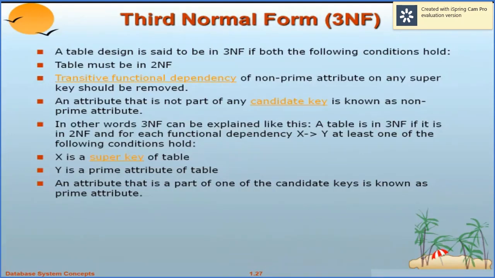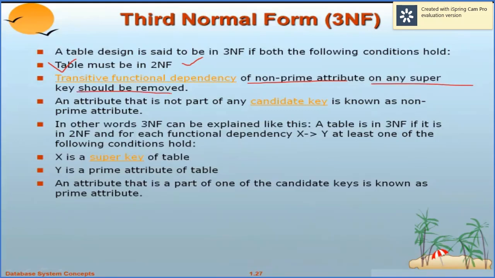The third normal form condition says that before checking whether a table is in third normal form, it has to be in the second normal form. The first rule is the table must be in the second normal form. Next, you can go for checking the third normal form. If you found that the table you are working on has already satisfied second normal form, now you can check for third normal form. So what is third normal form saying? Transitive functional dependency of a non-prime attribute on any super key should be removed.